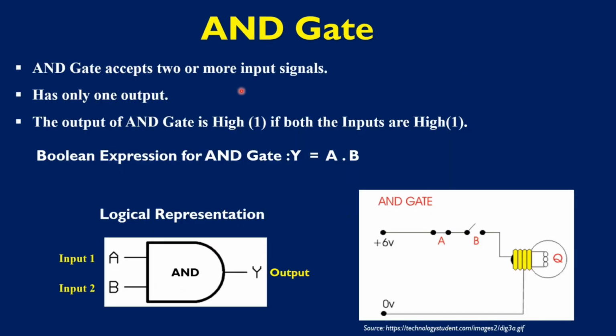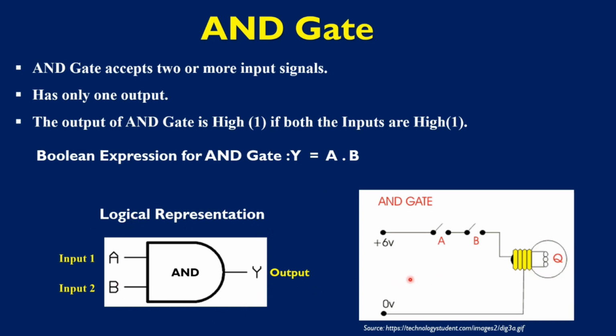The AND is a basic logic gate having 2 or more inputs and only one output. It is called AND gate because it gives a high output only if all its inputs are high. The AND operation is given by the dot symbol. For a 2-input AND gate, the Boolean expression is given by Y is equal to A dot B. This is the logical representation of the AND gate. So in any circuit, this symbol is used to identify the AND gate.